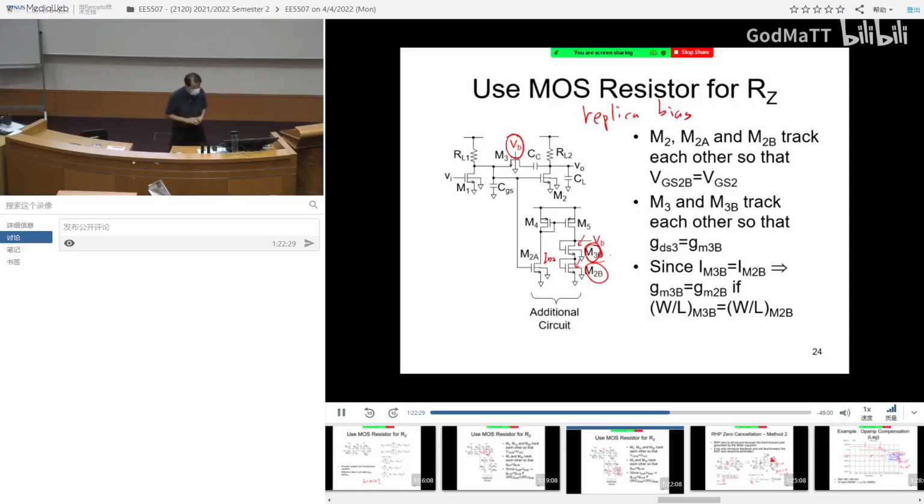Okay? So by doing that, we are able to make this transistor track this transistor. If you are able to track, you cancel away the right half plane zero. That is the beauty of this method.